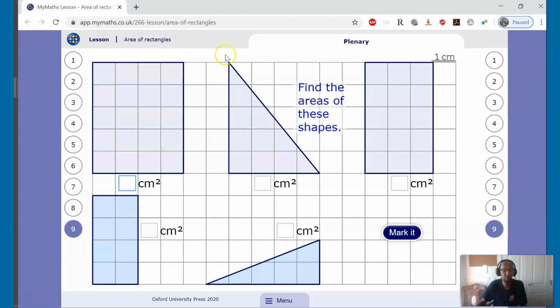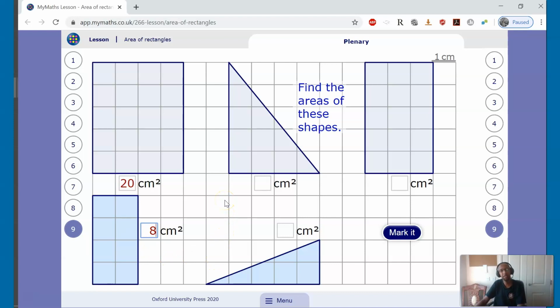Okay, so if we count the squares, we have 1, 2, 3, 4. So the width is 4 and the length 1, 2, 3, 4, 5. So 5 times 4, 20. Here we have 1, 2, 3, 4, 1, 2. So 4 times 2 is 8. So the area here is 8 centimeters squared.